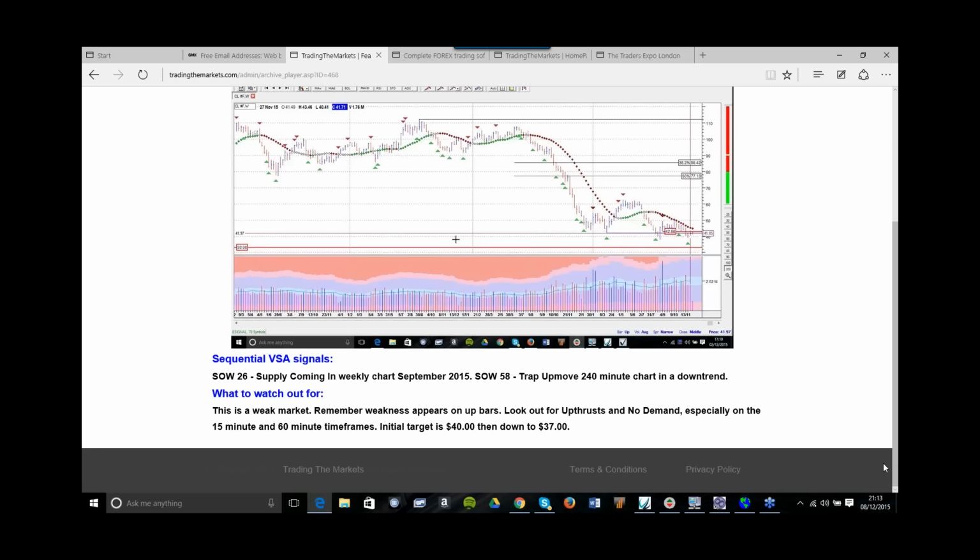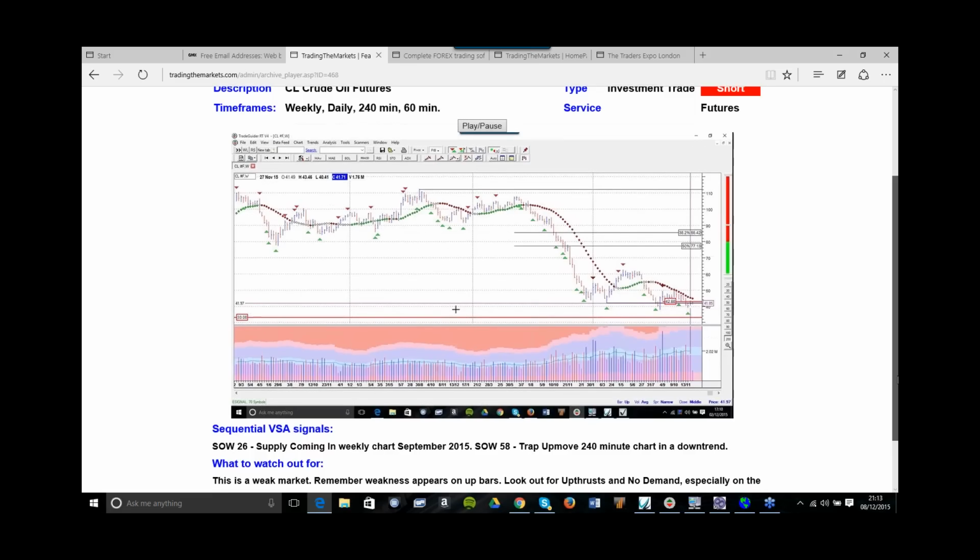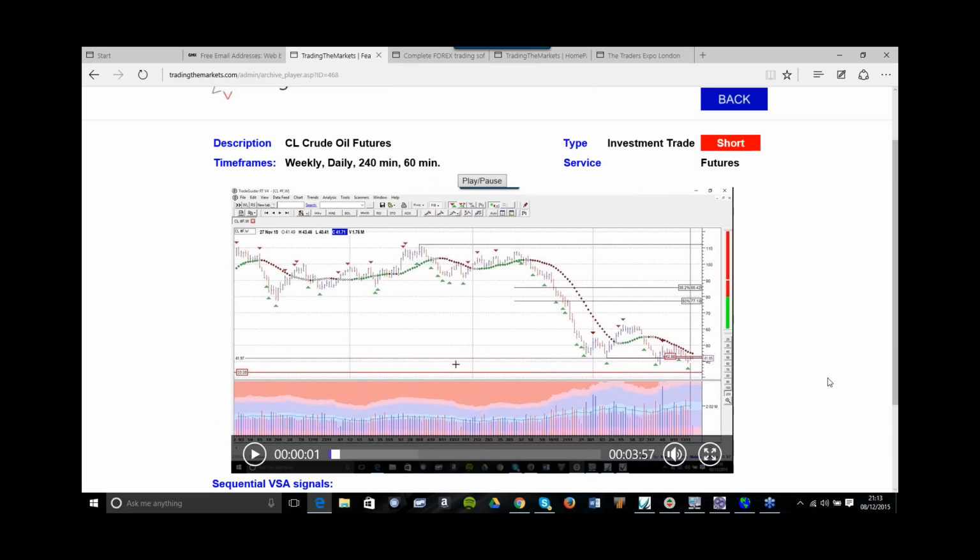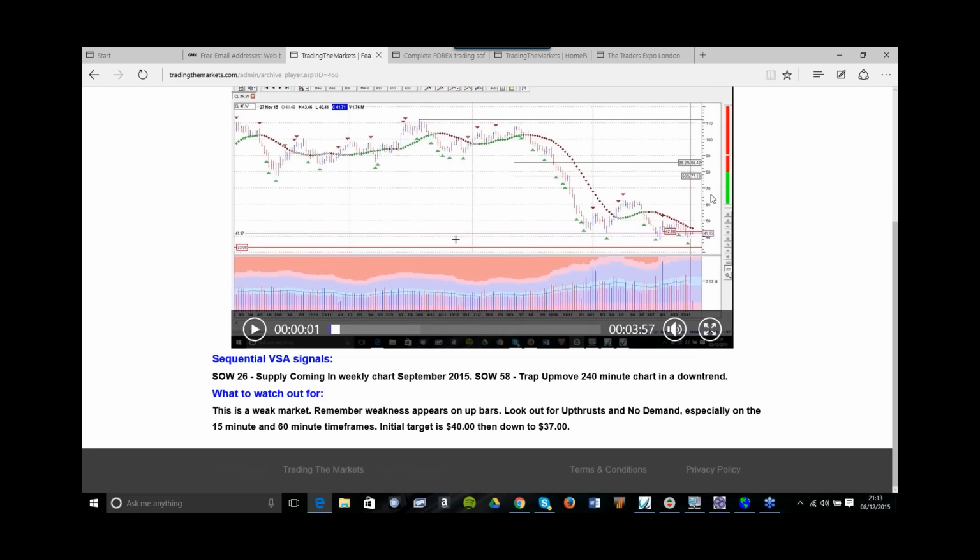Great. Okay. And just to look at something that's close to Abraham's heart, which is crude oil. Now, this was a trade alert that I did last week based on some key principles.